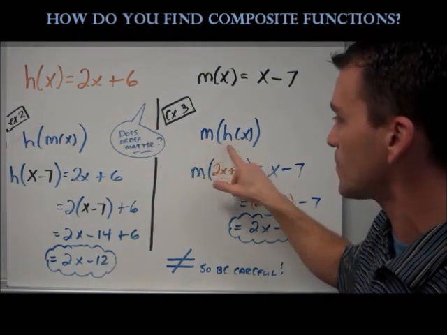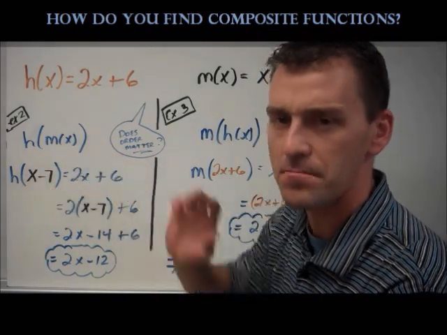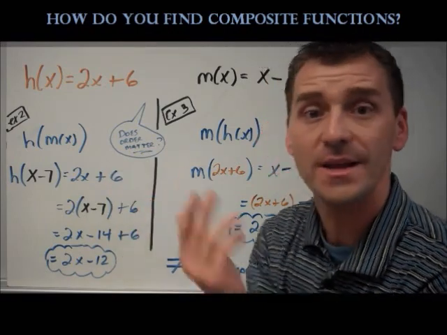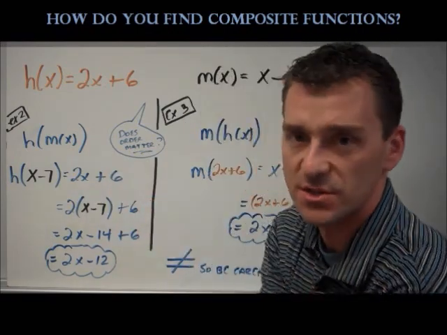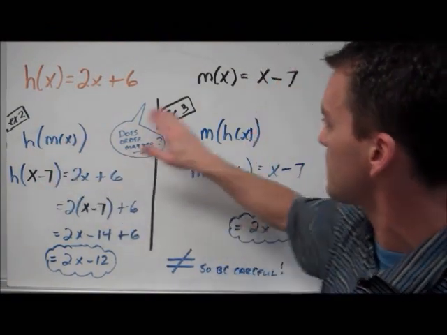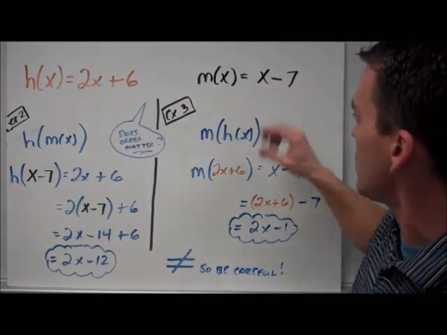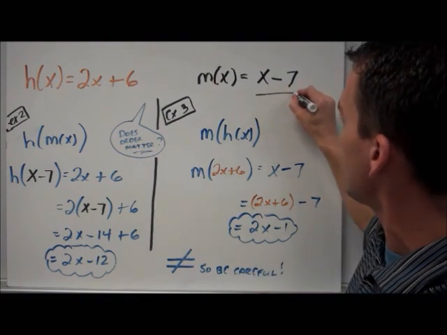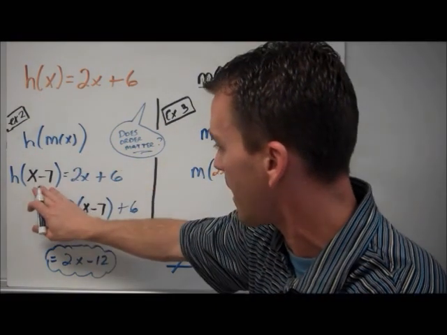Does it matter in which way that they are? Do I get different answers? Well, you'll see. Just as a reiteration, m of x is the same as x minus 7. So I can take this whole thing and put it in here for m of x.